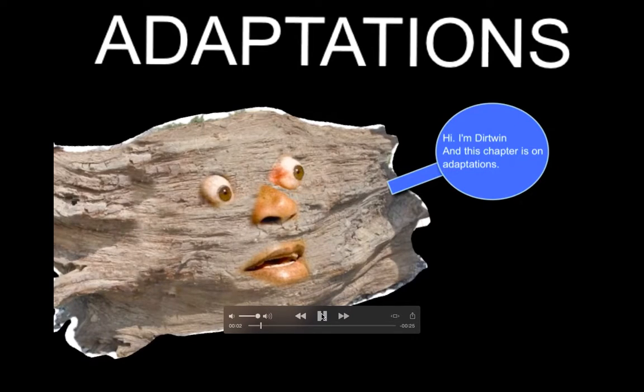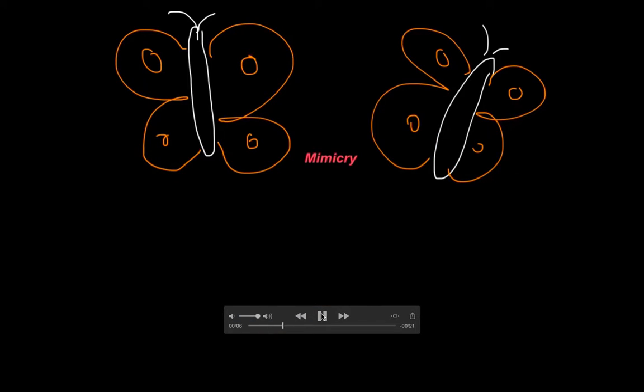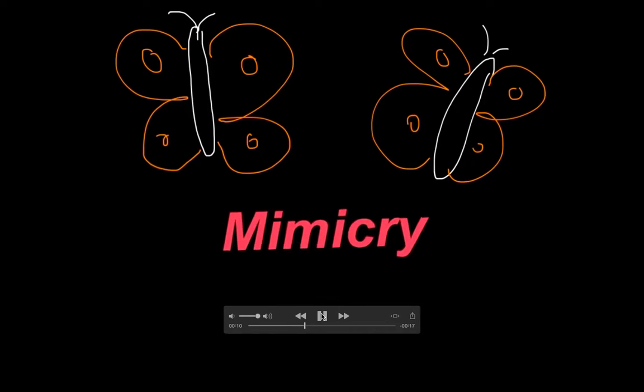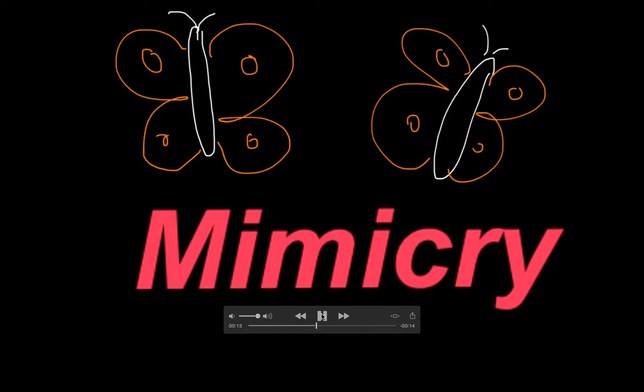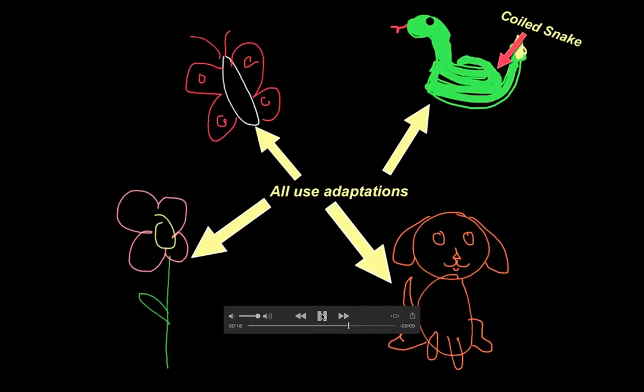Hi, I'm Dirtwin, and this chapter is on adaptations. There are lots of different types of adaptations, like how butterflies use mimicry to survive, or how bears use hibernation to live through the winter. In this chapter, I will be telling you about some of the many different types of adaptations used by animals, plants, and more.